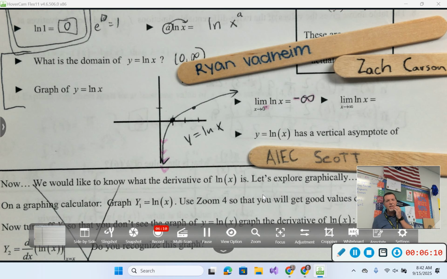Zach, what happens as x approaches infinity, as x goes way, way out there? What's the graph doing?